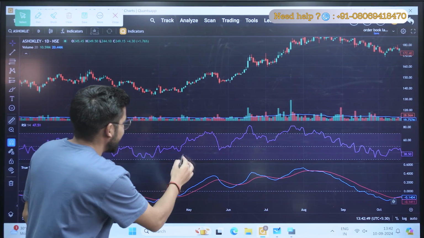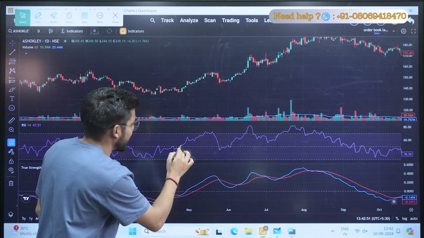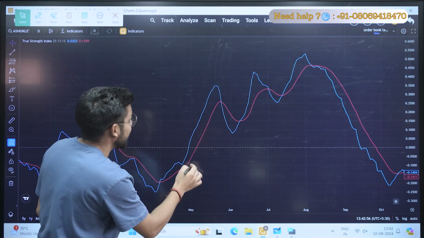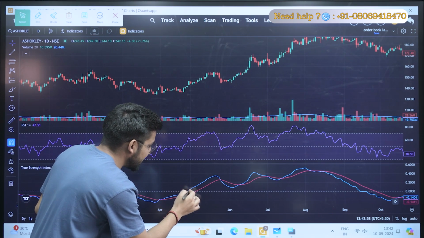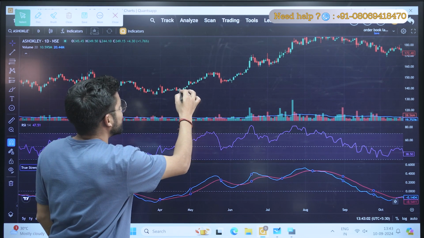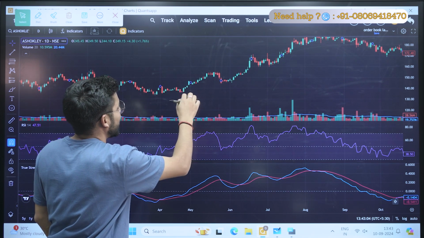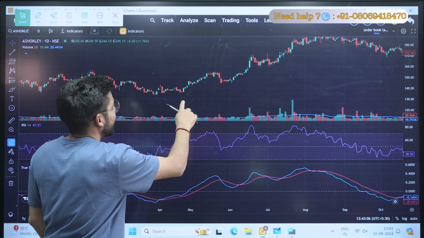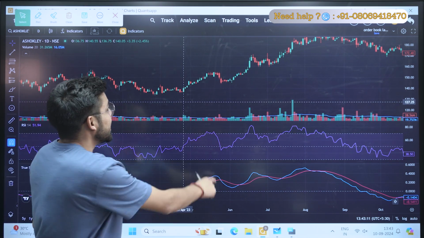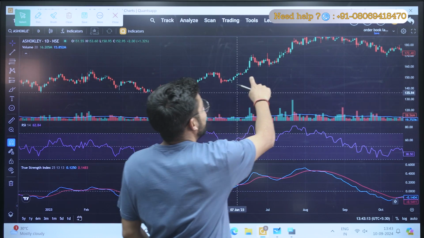You can see here my RSI was moving in the upward direction from 50. So it is crossing 50. At the same time, I can see the true strength is also above this average level, and I also got a good candle here. You can see at this point of time, it was on 25th April 2023. After that, you can see a good bullish movement in my stock.